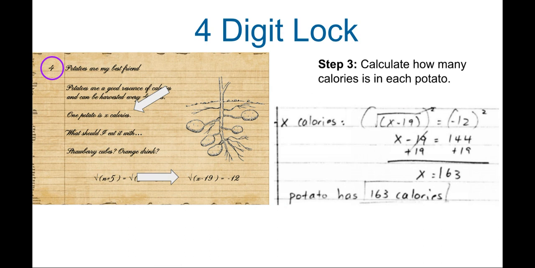Step 3 is to calculate how many calories are in each potato. Journal entry 4 says that 1 potato is x calories. Solve the other radical equation on the bottom of the page to get x is equal to 163. So each potato has 163 calories.